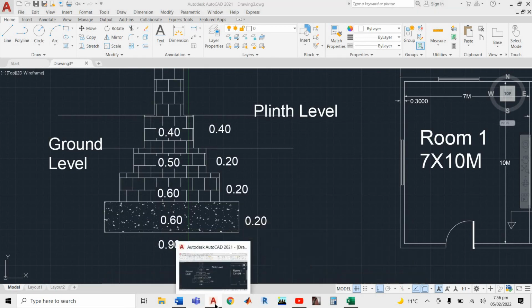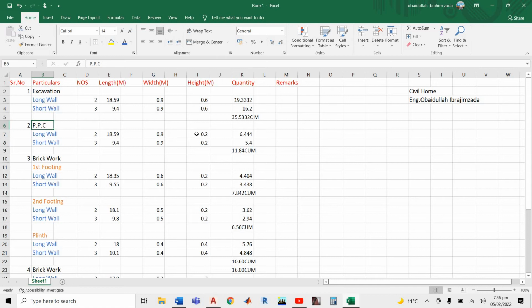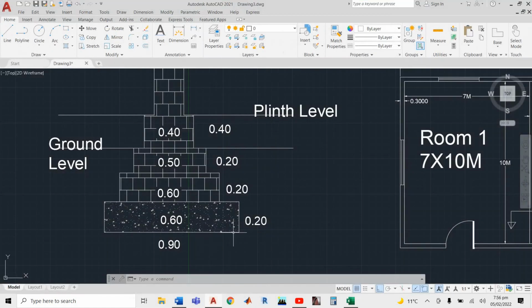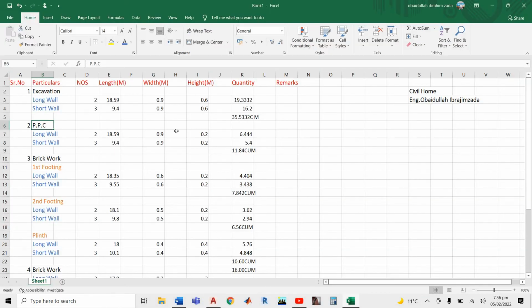And then what we have the next step, and how much is height? Height is 0.2, not 0.6, because the height of PPC is 0.2. And then multiply these things, it becomes 6.44. Then we have for short wall, number of short wall we have 3. 9.4 is a length, then the weight is 0.9, height is 0.2, it becomes 5.4, sum 11.84 cubic meter.